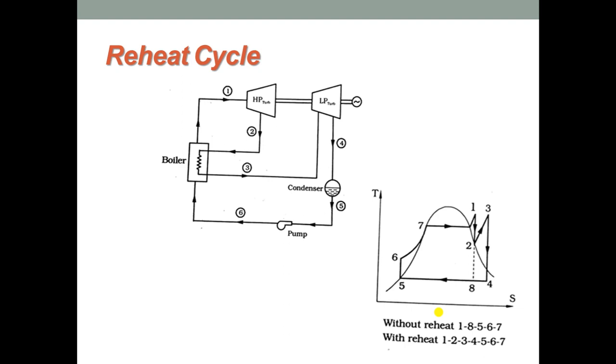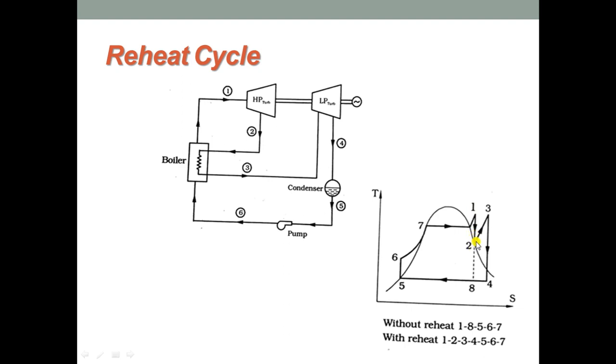So, superheated steam coming out of the boiler at high pressure enters the high pressure turbine. This is high pressure and there are two turbines here. So, it enters the high pressure turbine at condition 1 and is expanded in the turbine to intermediate pressure condition 2. You can see here, this is the first expansion, that is, expansion in the high pressure turbine.